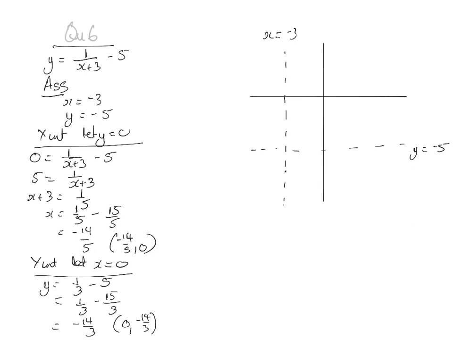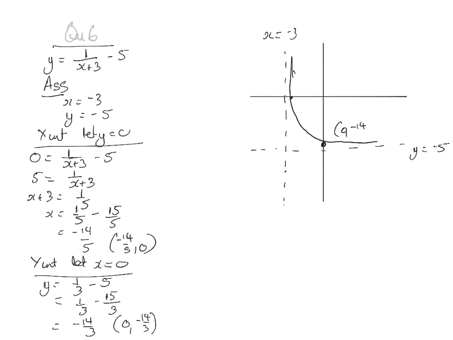Alright, so when we plot them, minus 14 on 5 is what? 2 and 4/5. So minus 2 and 4/5, which is around about there. And minus 14 on 3 is 4 and 2/3, which is around about there. Remember, they're both minus. So my graph is going to go towards my asymptote. Now again, yours will look much nicer than mine.